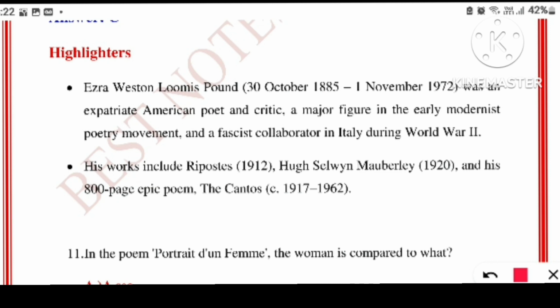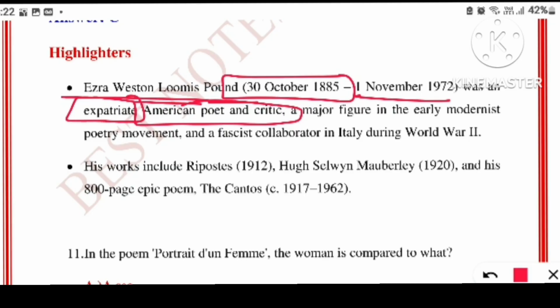Let's see highlighters. Ezra Weston Loomis Pound was born on 30th October 1885. This we have discussed, and he died on this date. He was an expatriate. Expatriate means to leave one's country, and he was one of the greatest critics and poets of the early modernist poetry movement. He was a fascist. Fascist means one who is very staunch towards their belief. It could be a religious fascist who believed in religious stubbornness. So this is what we see in Ezra Pound, because of which people misunderstood him.